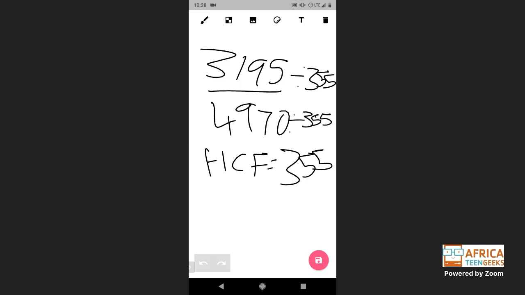After getting our 355, obviously we'll say this number divided by 355 and this particular number divided by 355, and our final fraction will be, not 4 over 14, 9 over 14, sorry guys, it's 9 over 14. So this will be our simplified proper fraction, right? So let's go to the next question.